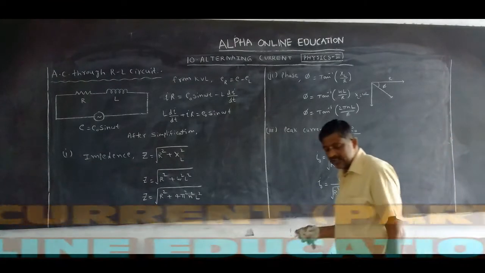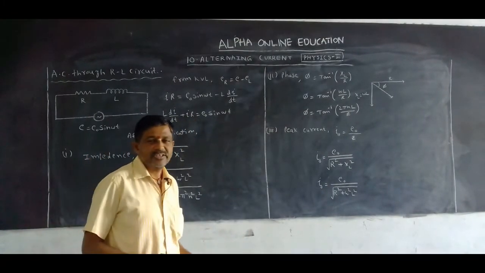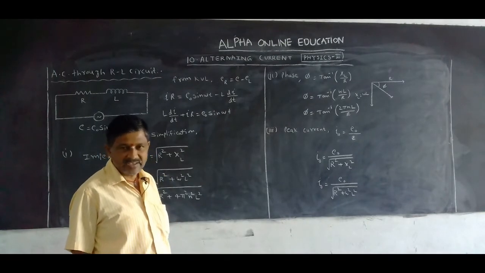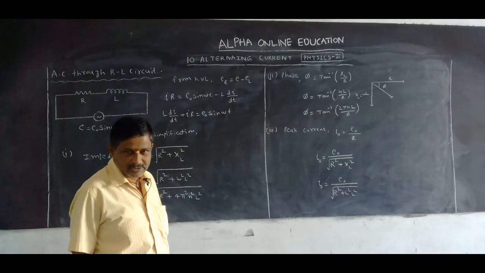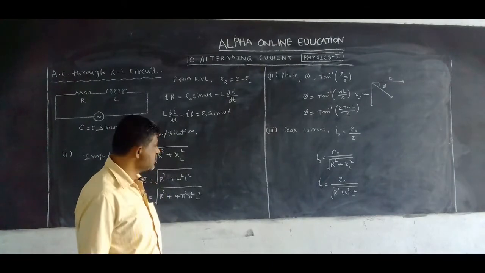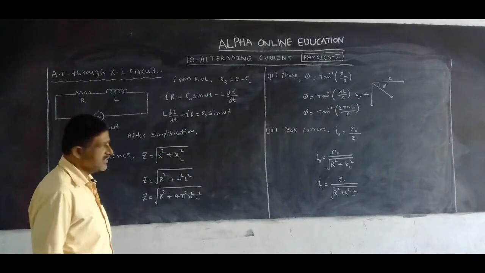These three are important in this topic while doing the problems. This is about RL circuit. When the generator is connected to resistor and inductor circuit which are in series, the impedance is this, phase is that, and peak current is that.